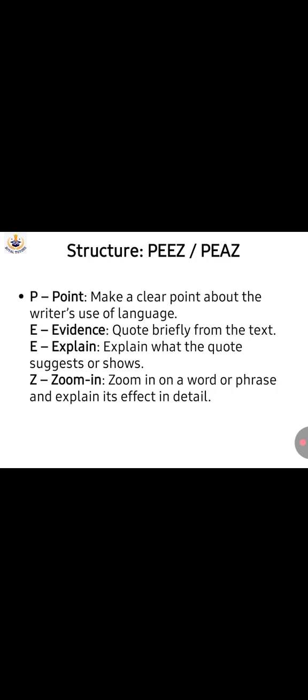Here is the structure you can use to answer the question: the PEEZ or the PEAZ. P stands for point: make a clear point about the writer's use of language. E, evidence: quote briefly from the text. The next E, explain: explain what the quote suggests or shows. The last, which is the Z, zoom in: zoom in on a word or phrase and explain its effects in detail.